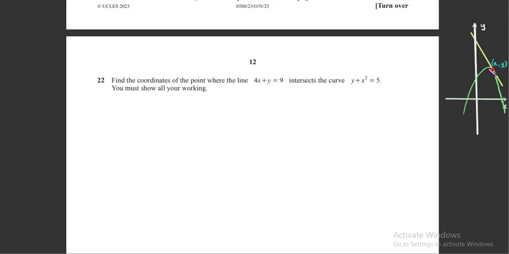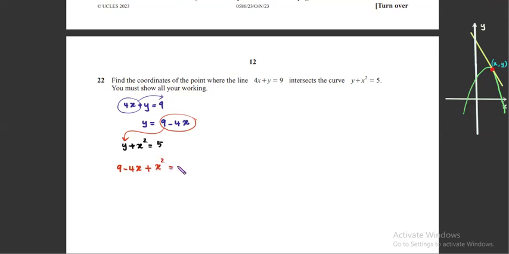To do this, I'm going to write the equation here. It's given as 4x plus y is equal to 9. This is the first equation given. I'm going to make y the subject in this, so I need to take this 4x to the other side. So y becomes 9 minus 4x. The next equation that is given to us is y plus x squared is equal to 5. I know that y is equal to 9 minus 4x, so I'm going to substitute it here. We're going to make use of the substitution method. So this makes 9 minus 4x plus x squared is equal to 5.